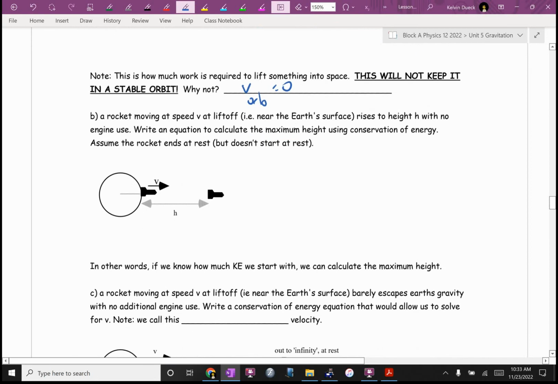Okay. A rocket moving at speed v at liftoff near the Earth's surface rises to height h with no engine use. I guess we fired our rocket in one mighty burst and then we coasted the rest of the way. Write an equation to calculate the maximum height using conservation of energy. Assume the rocket ends at rest. Did this question ask how much work? No? Okay. So what am I going to use here?